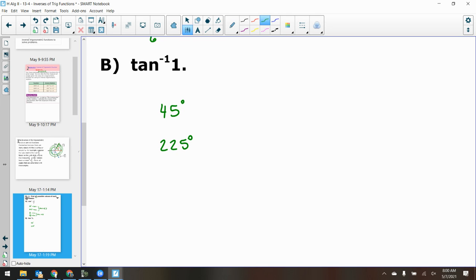Tangent is positive in the first and third quadrants, remember ASTC. If I want positive tangent, I know that it's in the first, A; only sine is positive in the second quadrant, T, tangent is positive in the third, and then only cosine is positive in the fourth. So I know that if this is a positive 1, I know that it's 45 and 225. And let's add on all rotations.